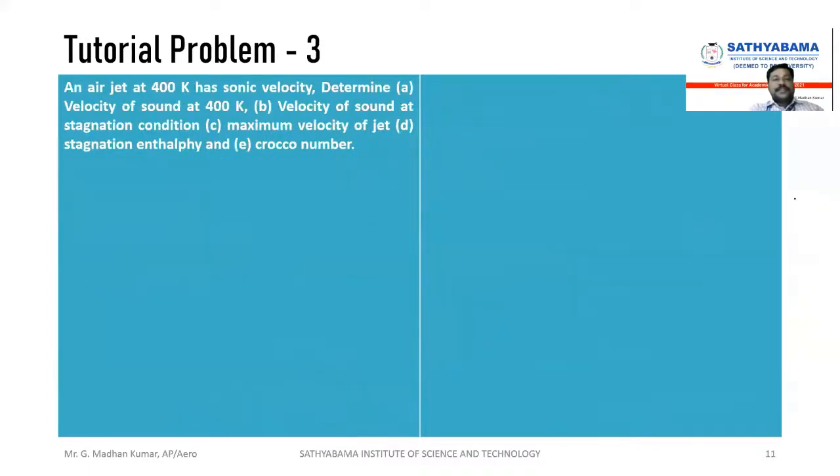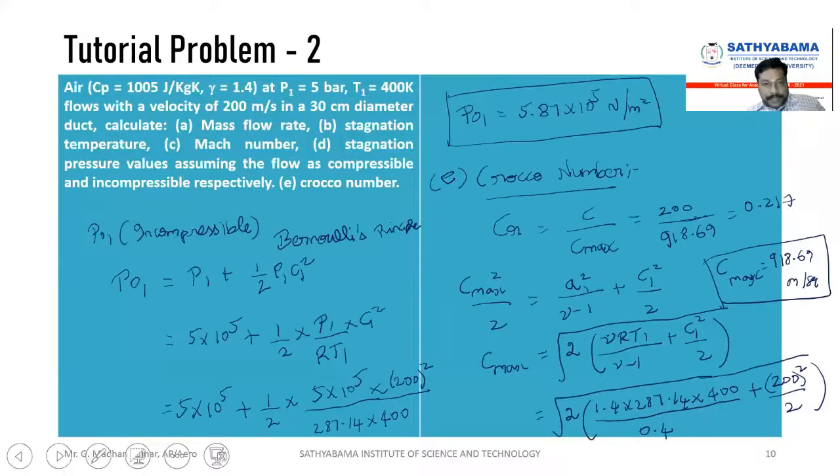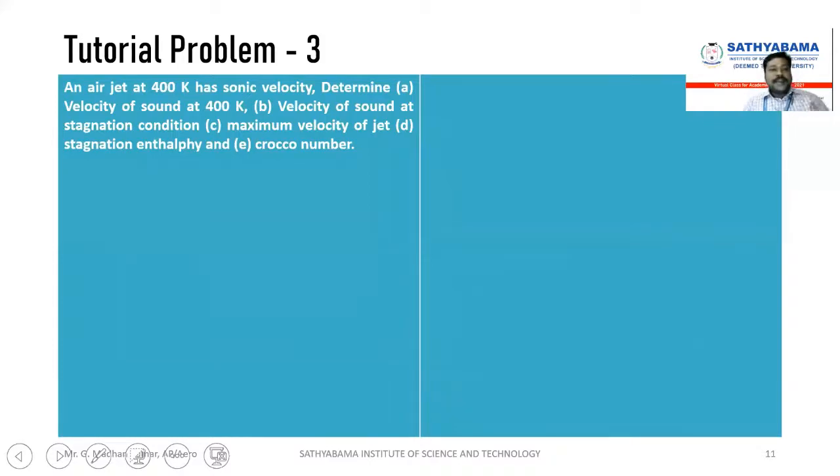Right? Now we are going to discuss problem 3. An air jet at 400 Kelvin has a sonic velocity. So the meaning is sonic velocity, that is they are telling that A star, right? So U is equal to A is equal to A star, C is equal to A is equal to A star, right? Now we have to determine velocity of sound at 400 Kelvin, and then velocity of sound at stagnation condition, and then maximum velocity of jet, C max, and then stagnation enthalpy H naught, and then propulsion number.